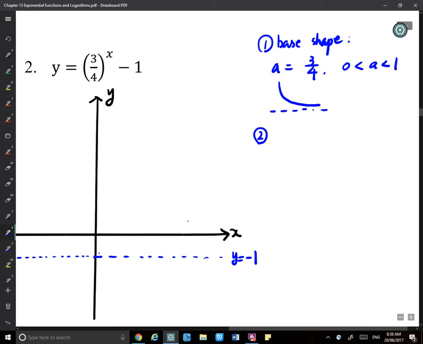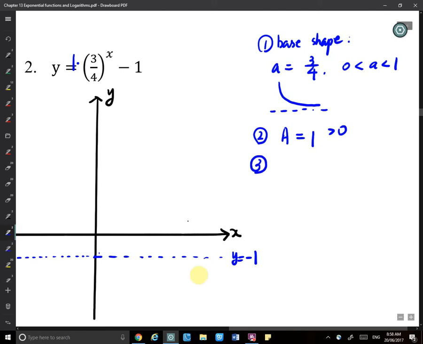Step number 2, think about the A value. A equals 1. There's 1 in the front, and that is greater than 0. Doesn't change. The graph remains the same.